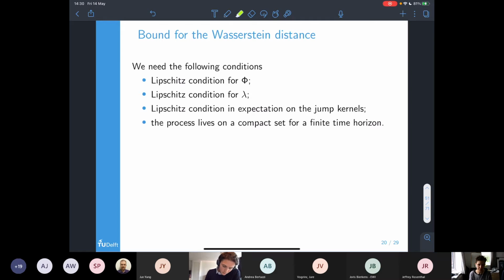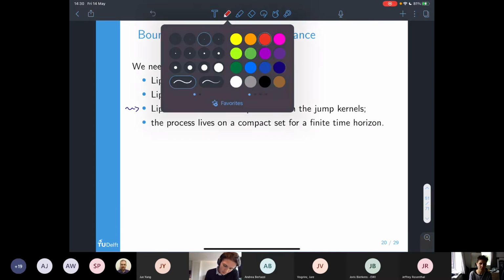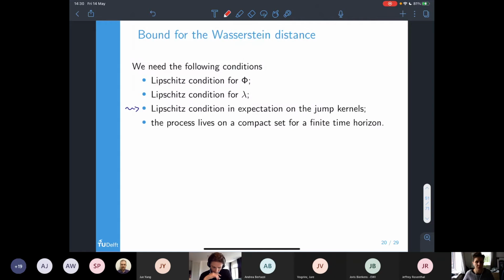Okay, so we will need a Lipschitz condition for the vector field, a Lipschitz condition for lambda, and a Lipschitz condition in expectation on the jump kernel. So a lot of Lipschitz conditions, which turn out to be very useful. The third one is pretty vague, but let's leave it there. It's a bit more complicated than the others, at least to write down, and it also turns out to be difficult to satisfy in some cases. I'm referring to the bouncy particle sampler, but let's discuss that later maybe.